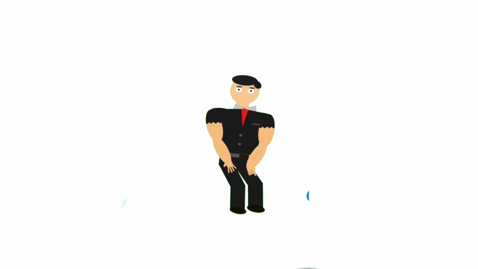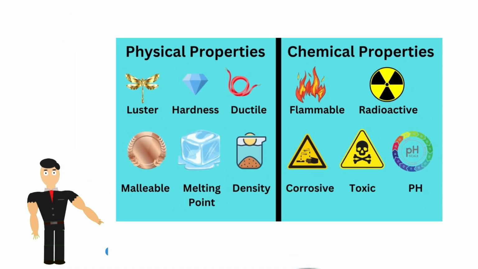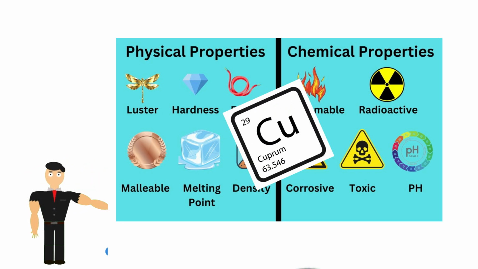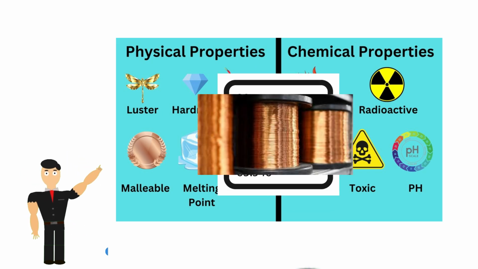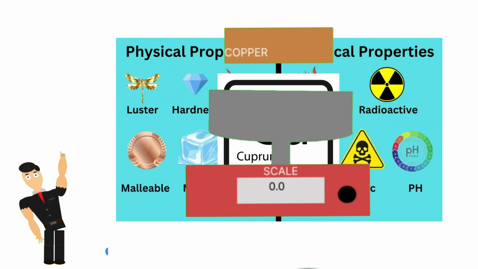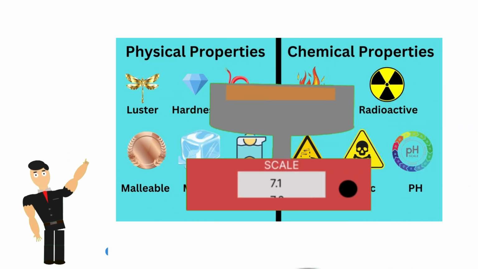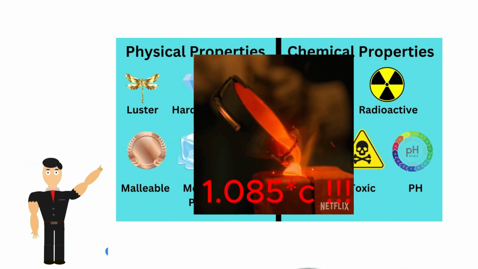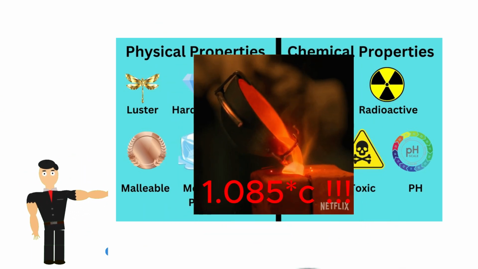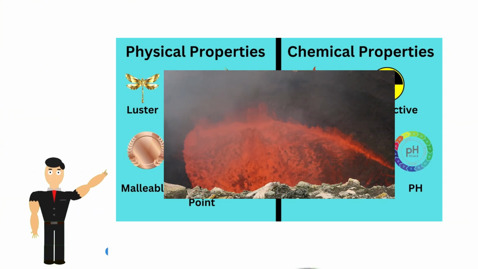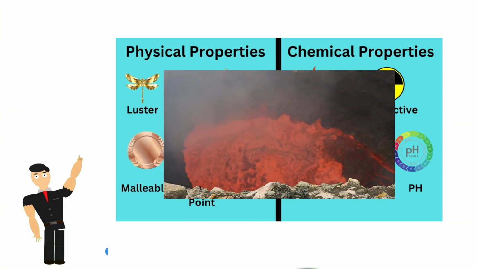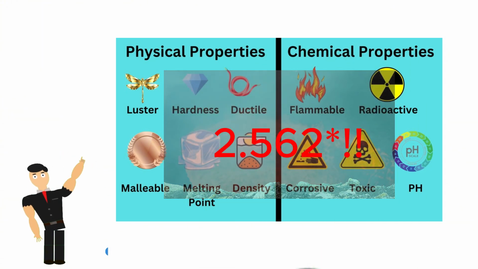And now, lastly, let us talk about the physical and chemical properties of copper. Copper has a reddish brown color and a metallic luster. It weighs about 8.96 grams per centimeter cubed, making it quite heavy. Its melting point is 1085 degrees Celsius and its boiling point, and yes, metal can boil, and it is very, very hot, 2562 degrees hot.